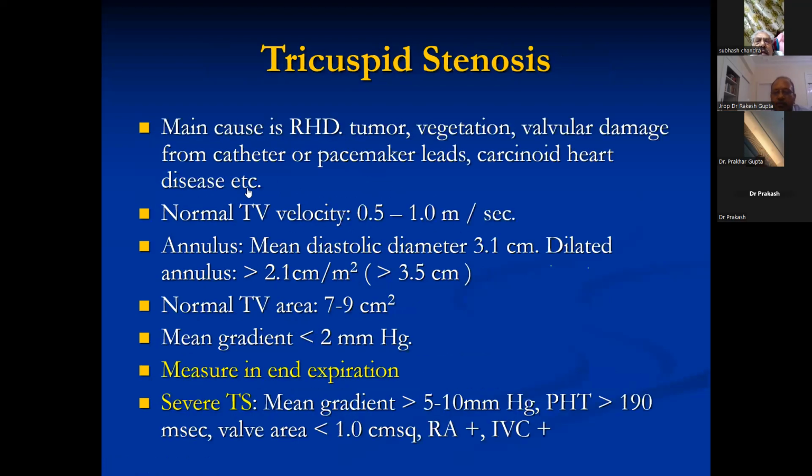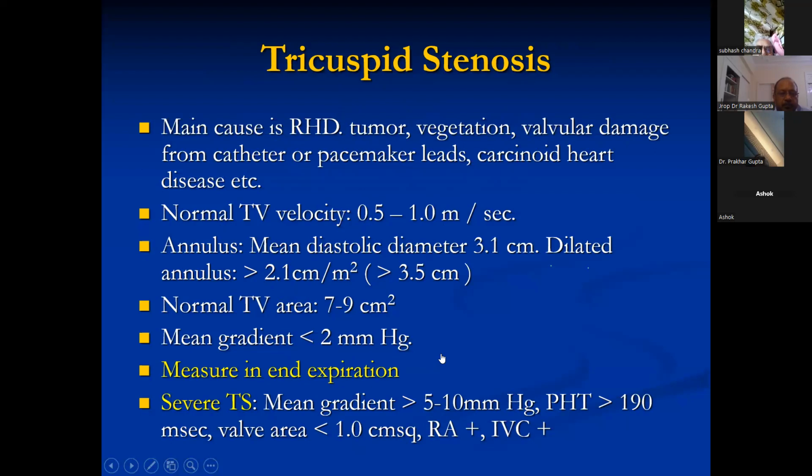One word about tricuspid stenosis. The common causes are rheumatic heart disease, which we have done, tumor, vegetation, repeated catheterization and pacemaker leads. The normal velocity is 0.5 to 1 meter per second, the normal area is 7 to 9 centimeters square, and the mean gradient is less than 2.